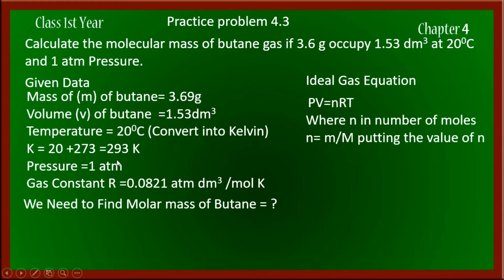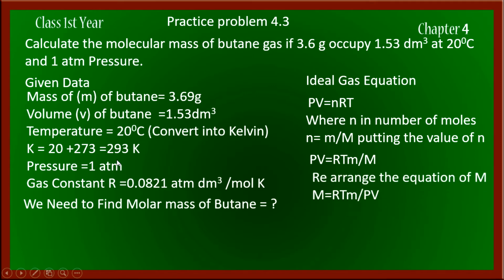Now, here in this equation, the small n is basically used for number of moles. And we know if we want to find the number of moles, what we will do? We will divide the mass in gram by the molar mass. So n is equal to small m, which is representing the mass in gram, and capital M is representing the molar mass. So what we will do? We will put the value of n. Instead of n, we will put m by M, small m by capital M.